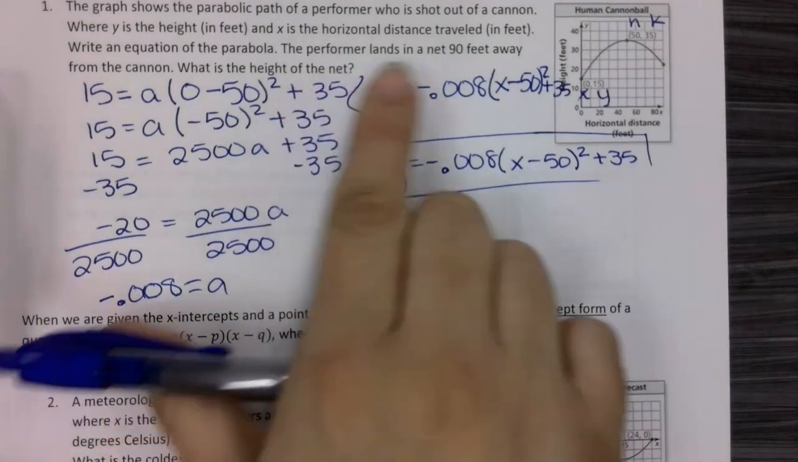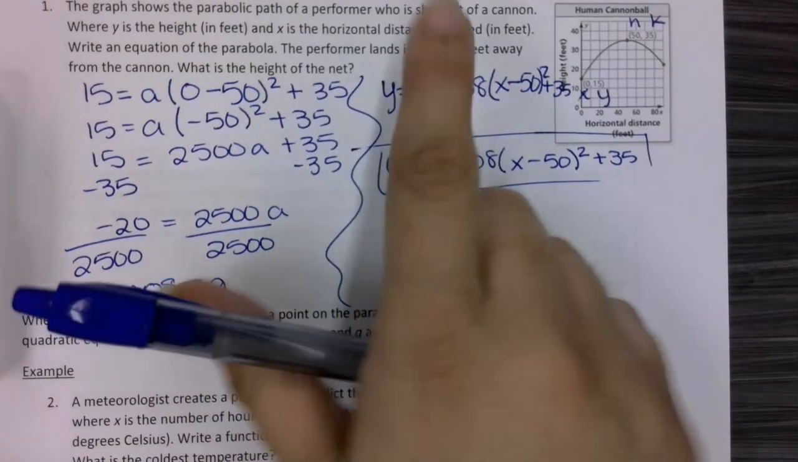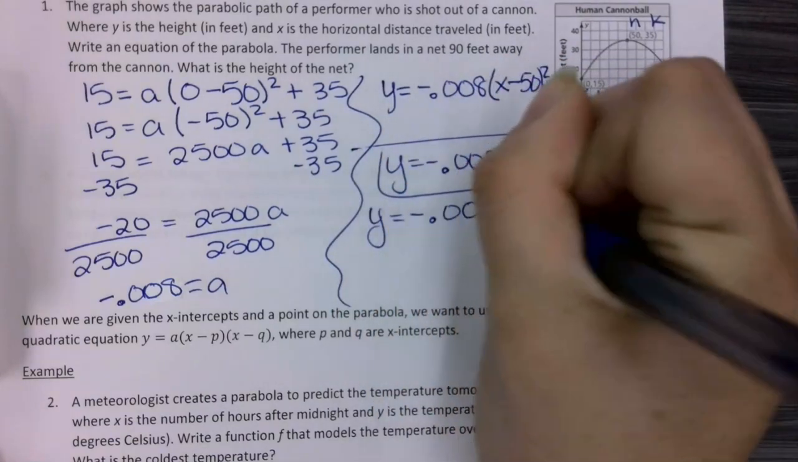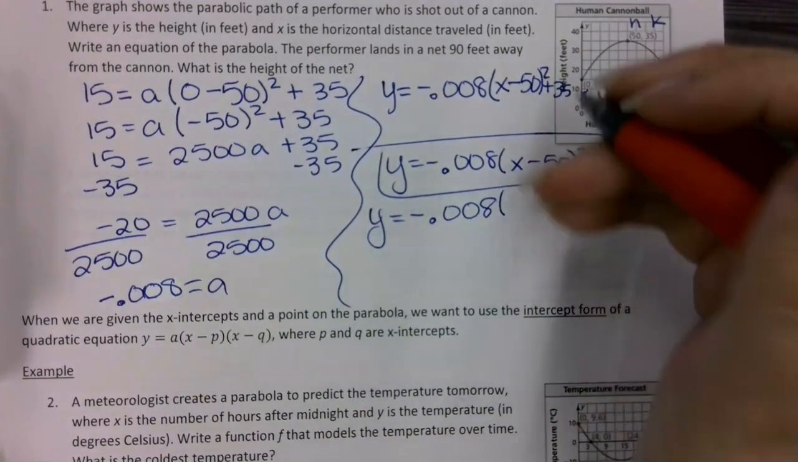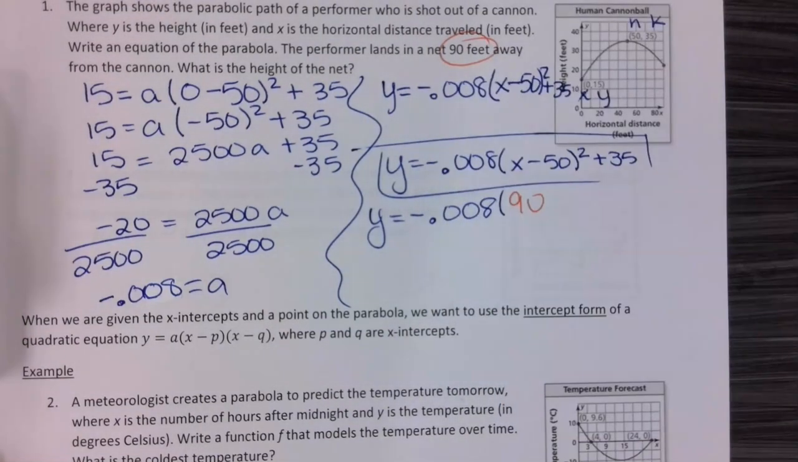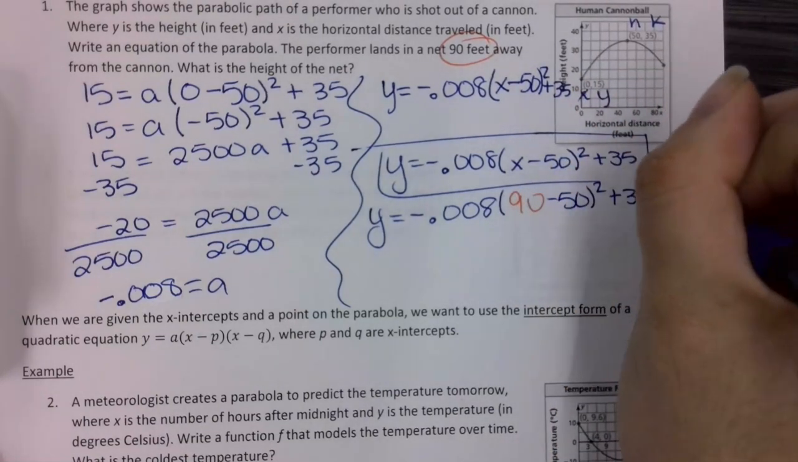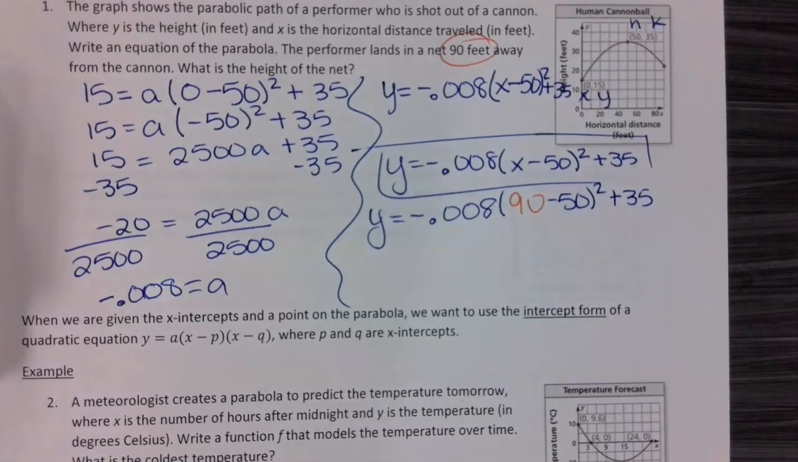It also wants me to figure out how high the net is when he lands in the net 90 feet away. So what I'm going to do for the next part is plug in 90 for x. And this 90 is coming from my problem. It depends on what it tells me. So it tells me he landed away horizontally, so that's why I plugged it in for x. If it had told me how high the net was, then I would have plugged it in for y.